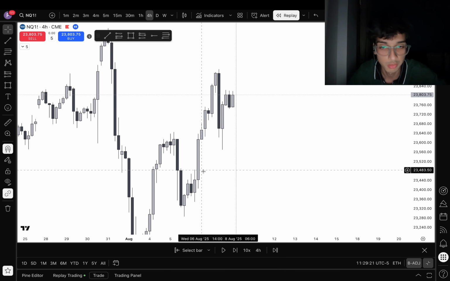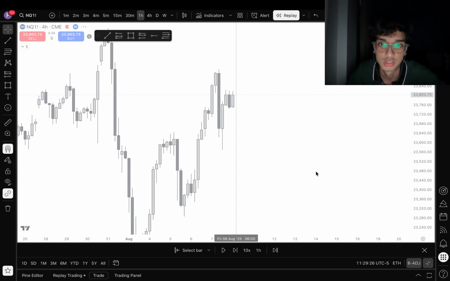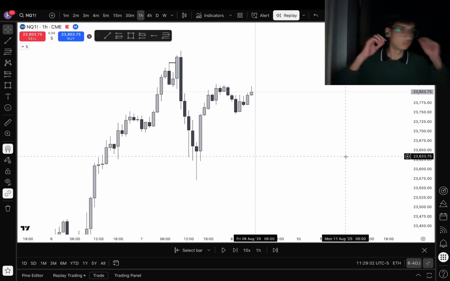Okay, we immediately came down, rebalanced back to the 4-hour inefficiency again, bought up, but didn't end up running through this gap right here. Wait a second, wait a second.